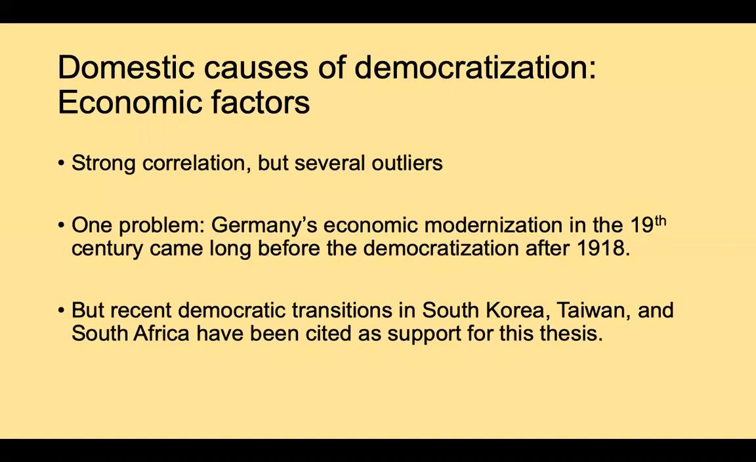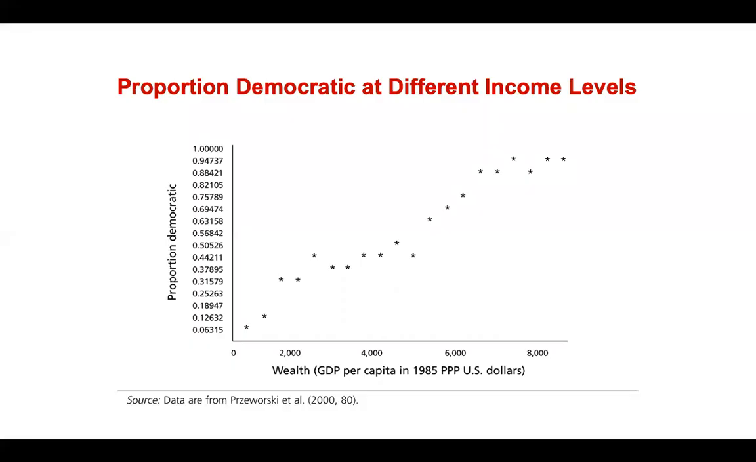about. And that came way, way before the democratic transition after 1918. And so the timing does not add up. The timing of the democratic transition is at odds with the timing of the modernization. But it is the case that recent democratic transitions in South Korea, Taiwan, and South Africa have been cited to support the thesis. And in South Korea in particular, which we'll look at in a moment, there's a lot of support for the theory because of the timing of industrialization and the timing of the transition in 1987.